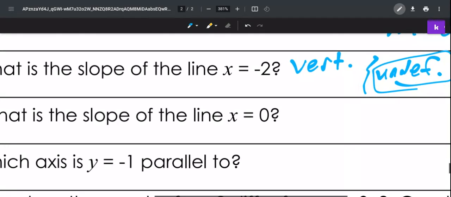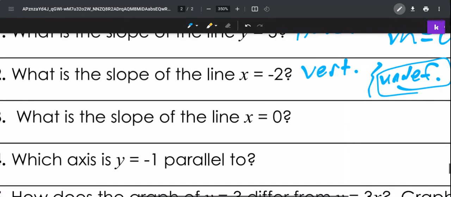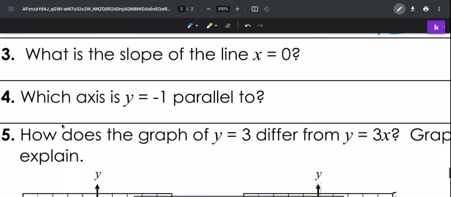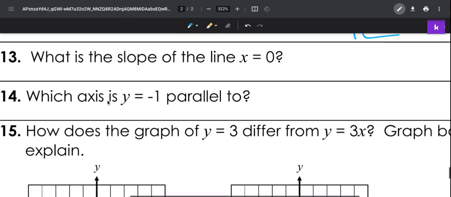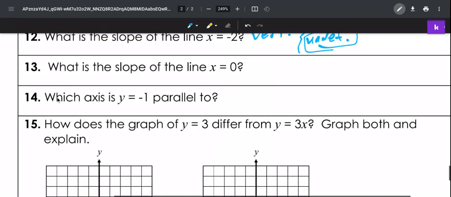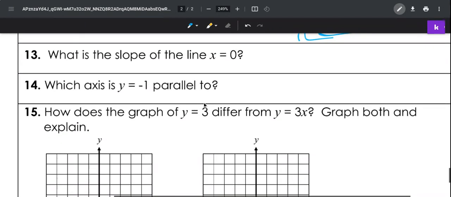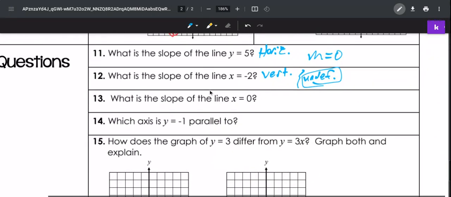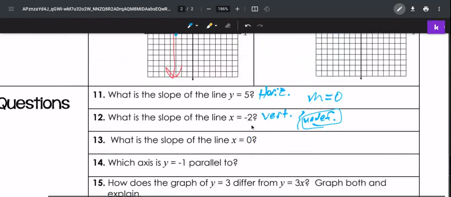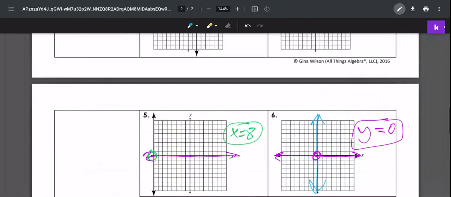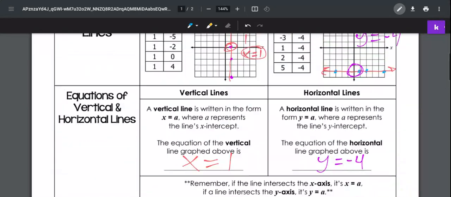So let's see. Try number 13. We'll worry about 14 when I get back and 15 when I get back. But that gives you a good idea of what these look like, and you're going to get some additional practice on the other worksheet.